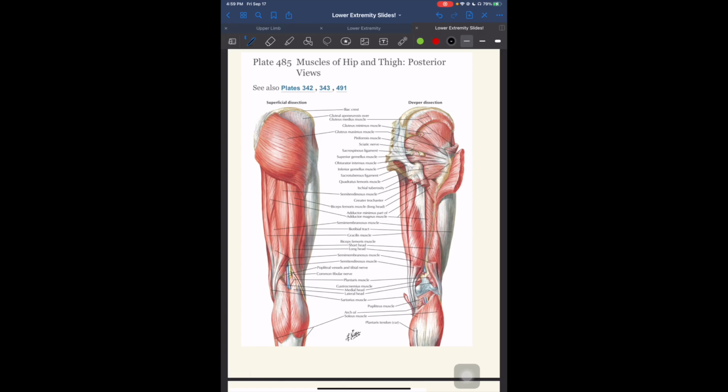Looking at the posterior thigh, gluteal region. Let's say we're in the lab. We reflect the skin. First thing we're going to see, boom, gluteus maximus.